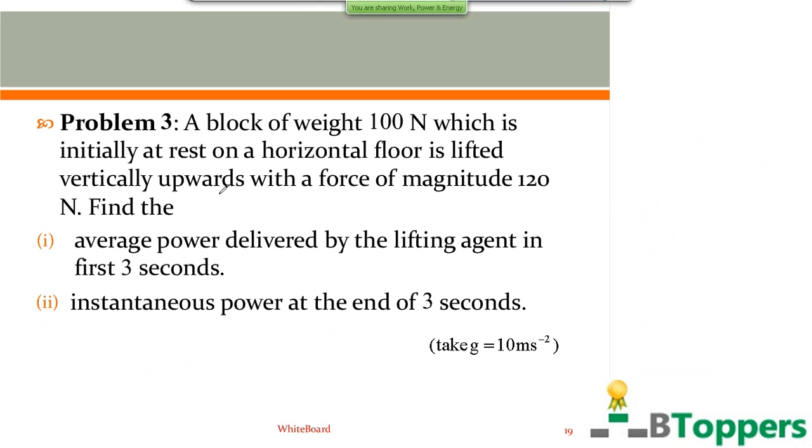Block of weight 100 newton, which is initially at rest on a horizontal floor, is lifted vertically upwards with a force of magnitude 120 newton. Find, first part of the question, average power delivered by the lifting agent in first 3 seconds. Second part of the question, instantaneous power at the end of 3 seconds.